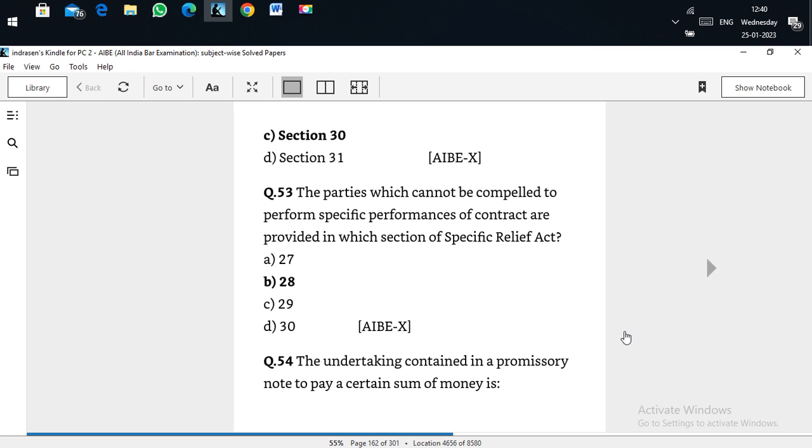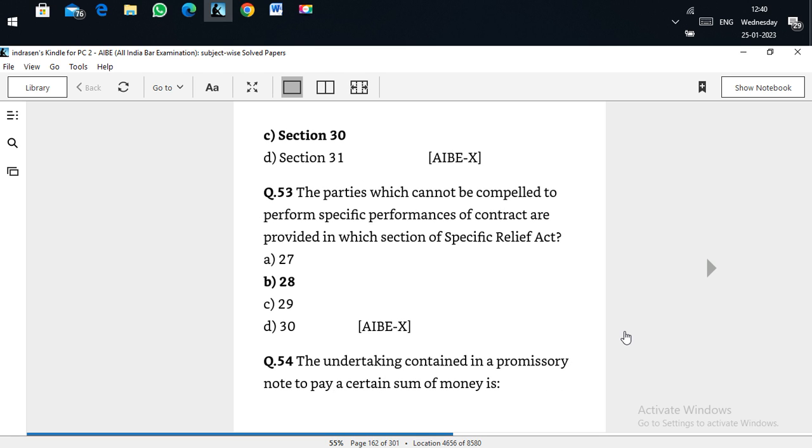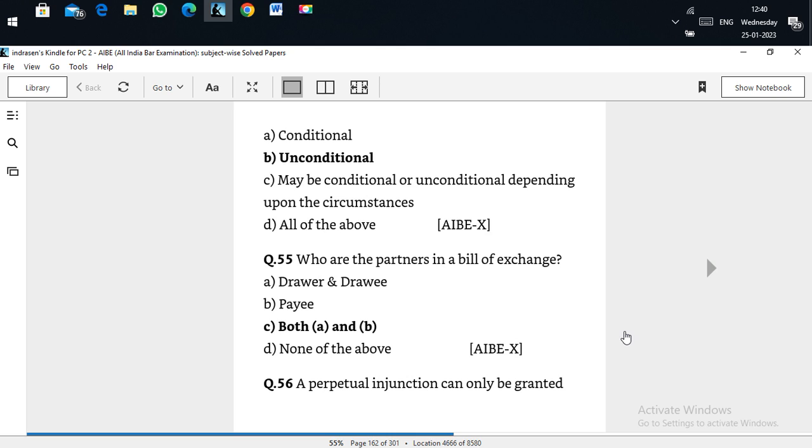The undertaking contained in a promissory note to pay a certain sum of money is unconditional. Who are the parties in a bill of exchange? Both the drawee as well as the drawer are parties in the bill of exchange, and also the payee. So the three, drawee, drawer and payee, are part of the bill of exchange.